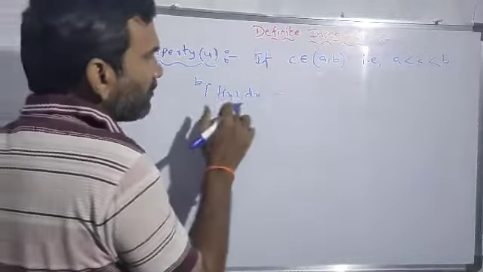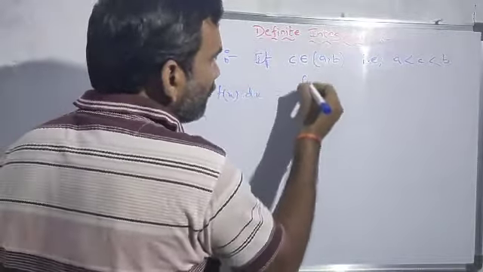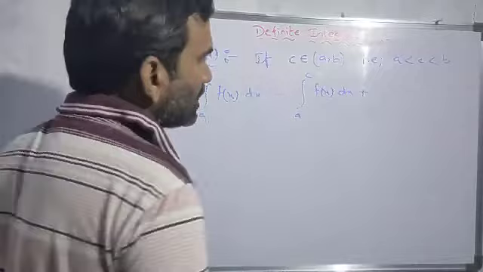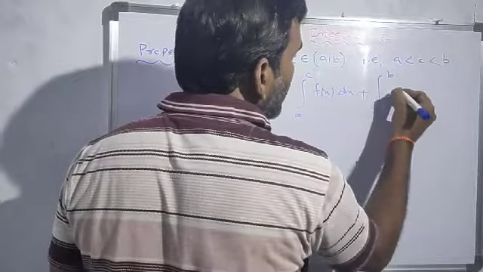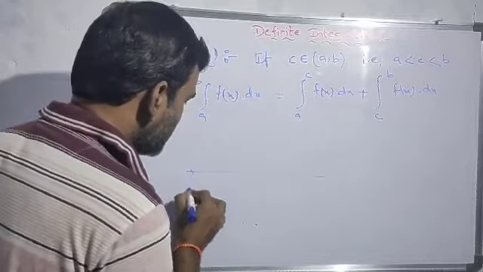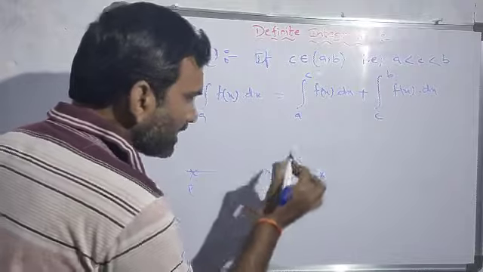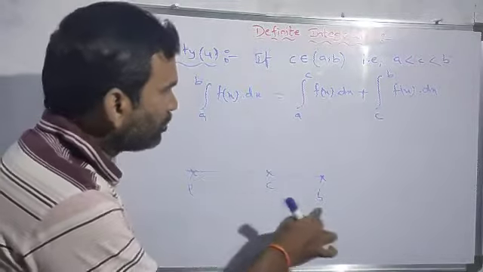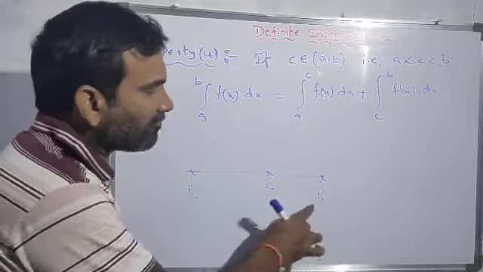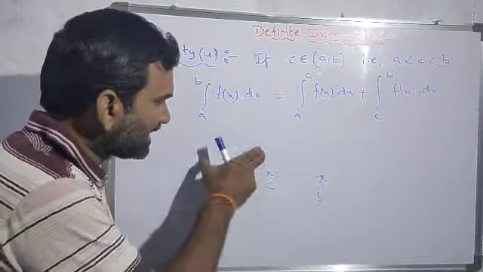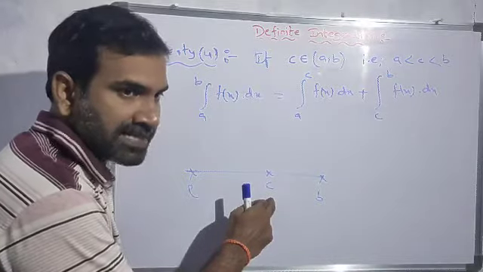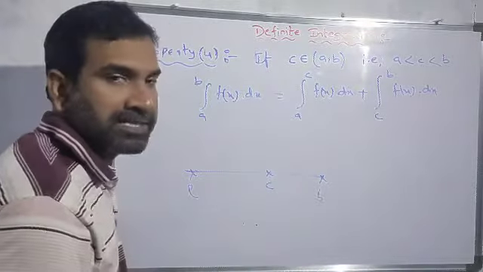we can consider as the integral from a to c of f of x dx plus the integral from c to b of f of x dx. That means if this is a and this is b, the total integration from a to b of f of x dx equals this integral sum plus this integral sum, that is, a to c of f of x dx plus c to b of f of x dx.